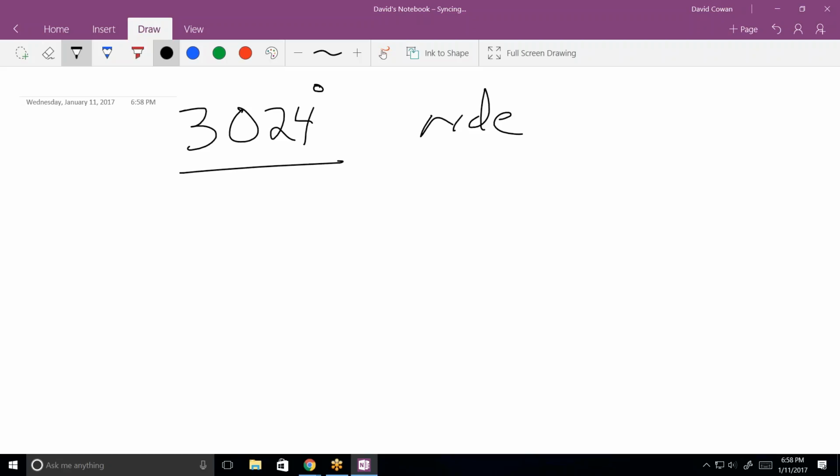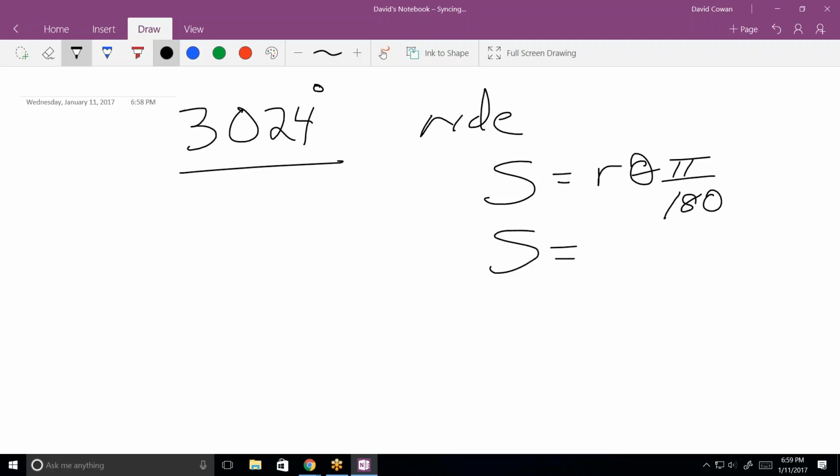And remember, what's our formula? S equals R theta times pi over 180, because we're in degrees. And S is the arc length. Well, that rider that's seated 13 feet from the center is going to go around and around about 8 times, right? I can figure it out by just plugging it into this. R is 13, theta is 3,024, and the rest is calculator stuff.